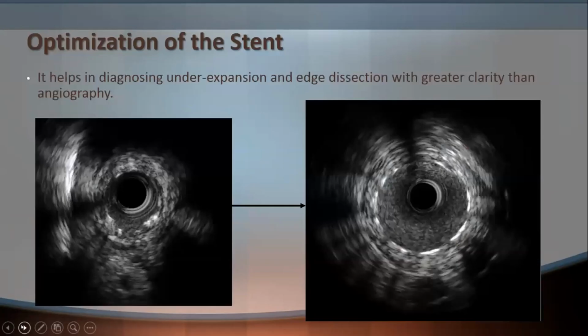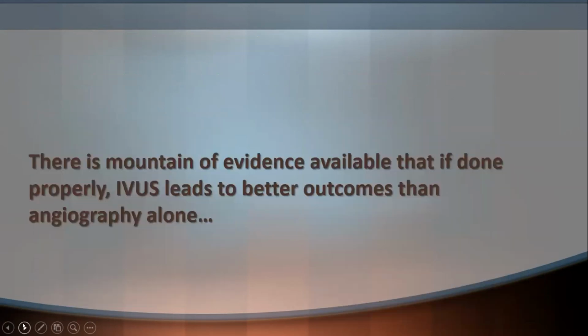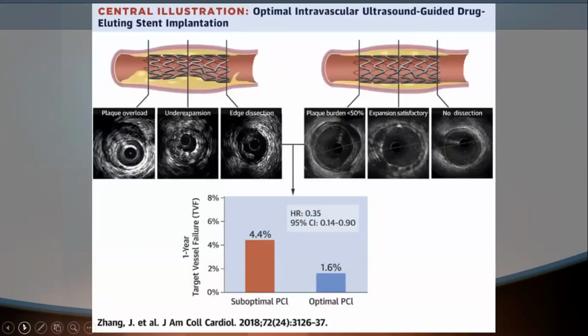Here you can see optimization of a stent. This is under expanded, and this is after full optimization. There is a mountain of evidence available that if done properly, IVUS leads to better outcome, and this is the ultimate trial already alluded to by my previous speaker.